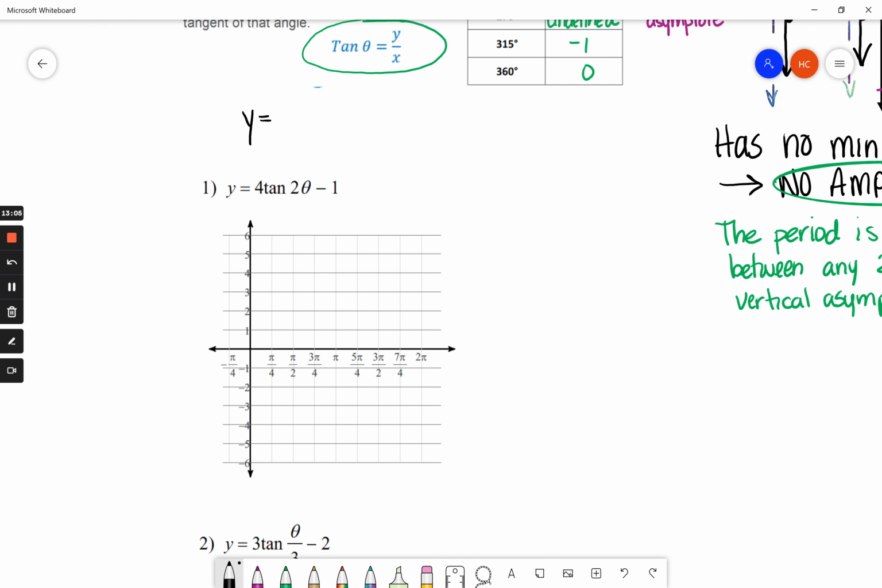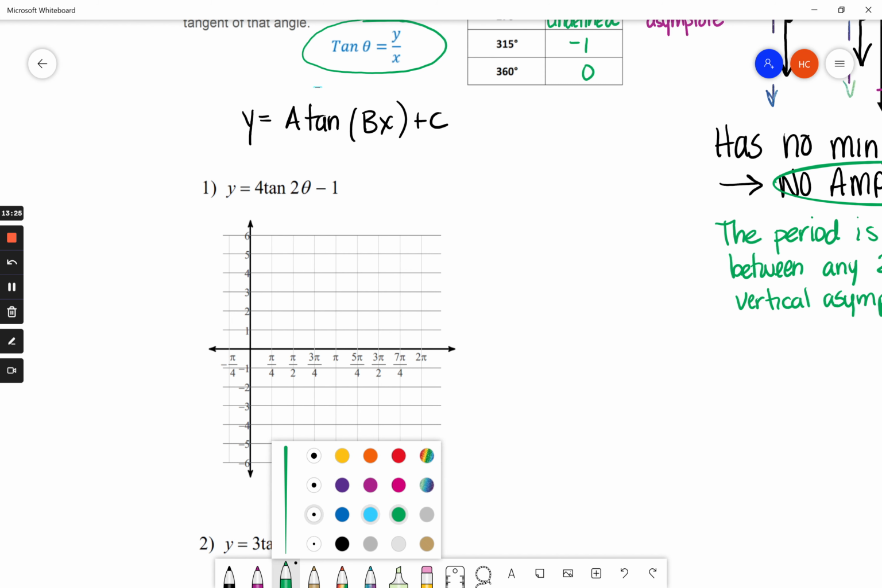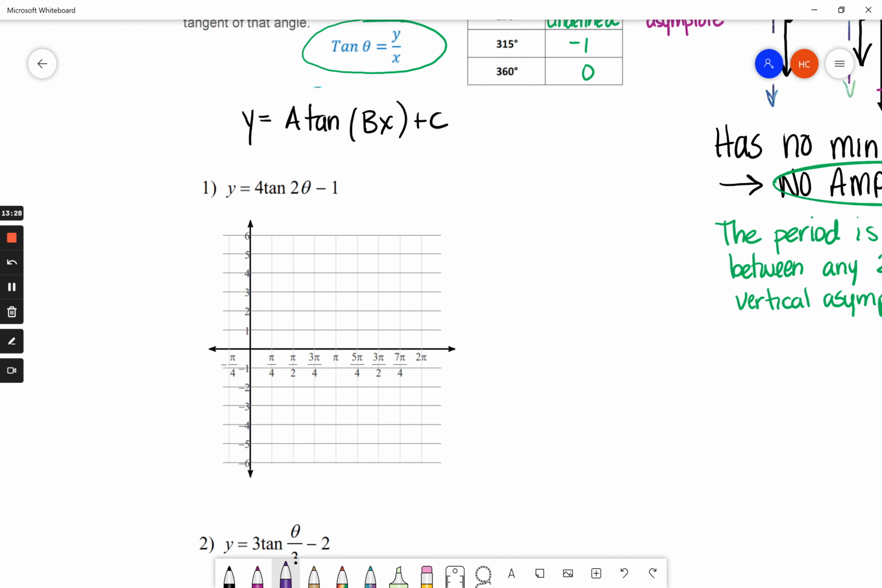y equals a tangent bx plus c. That still is going to be our format. So in this problem, let us go ahead and identify what our a, b, and c is going to be. Let's start out here. Our a value is 4. Our b value is 2. It's in front of our theta. And our c value is -1.